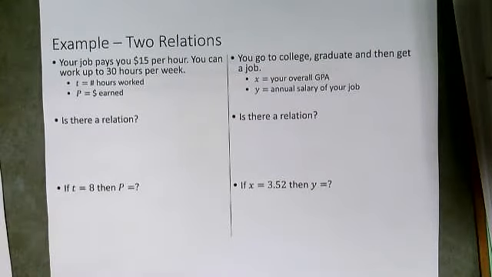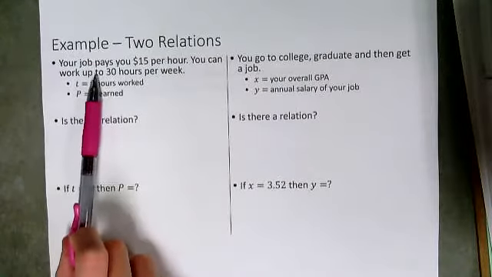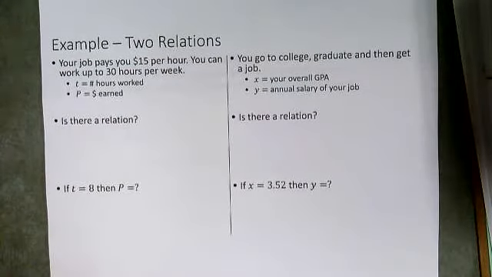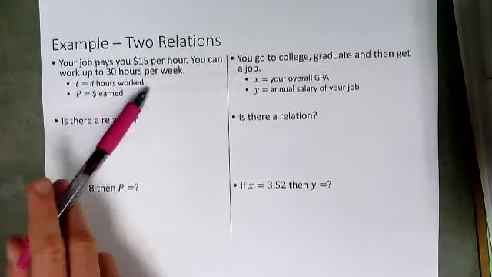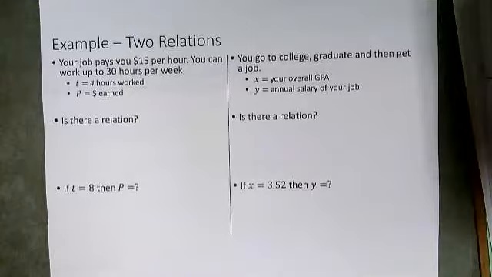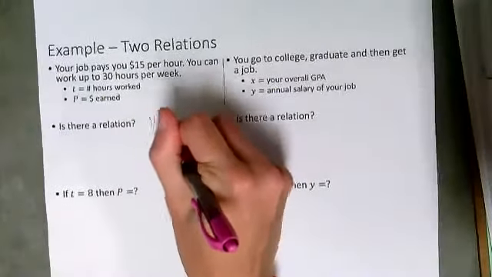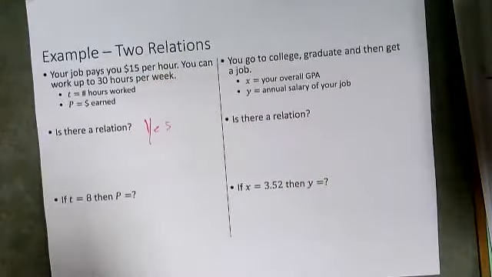So let's take a look at 2 examples of relations. Remember, a relation is a set of ordered pairs that give a correspondence between 2 quantities, right? So look at this guy. Your job pays you $15 per hour. You can work up to 30 hours per week. Okay, so T, let's say, is number of hours worked, and P is your money earned. Is there a relation? Yes, sure. It's relating two quantities, right?